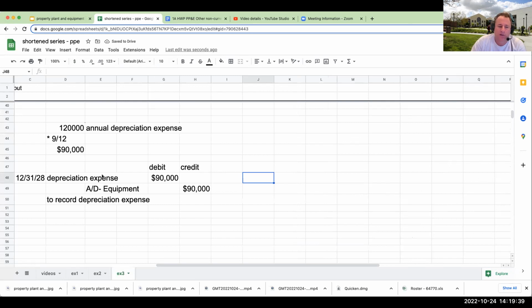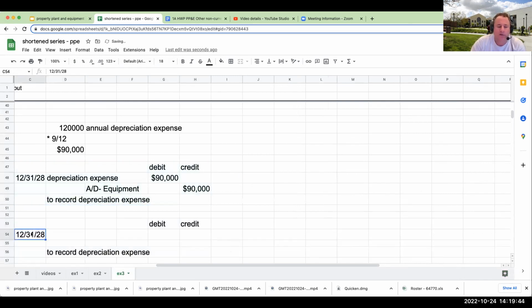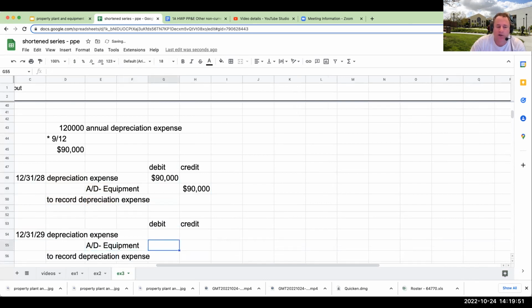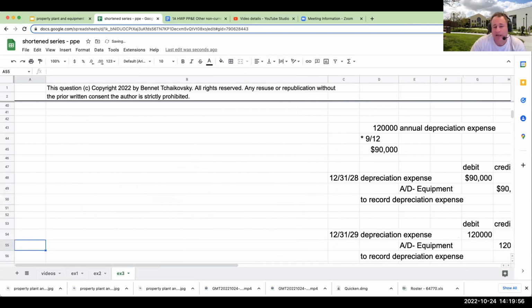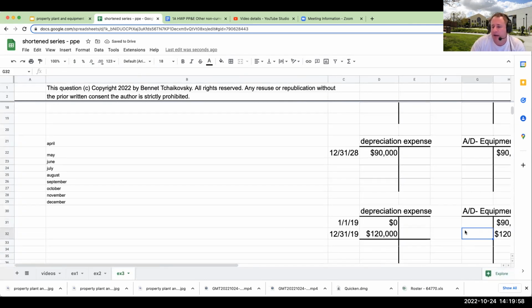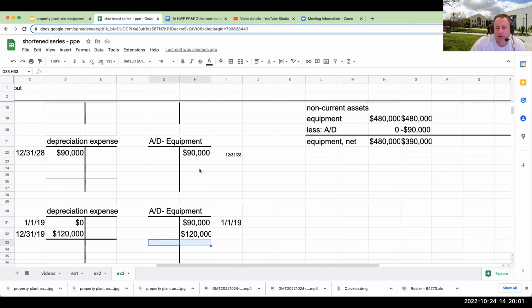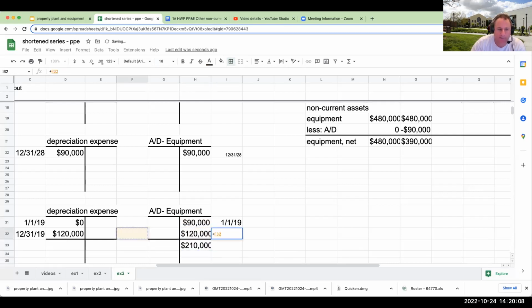So over here, my accumulated depreciation on equipment is going to be 120, because remember, when I'm going through and doing this journal entry, the journal entry does not change. This is going to be 12/31/29. And over here, debit depreciation expense, credit accumulated depreciation on equipment, except I used it for the full year. So I'm going to just write in that 120,000. So my accumulated depreciation on equipment is going to be that 90,000 beginning balance plus what I did during the year. So my ending balance here is going to be 210,000.